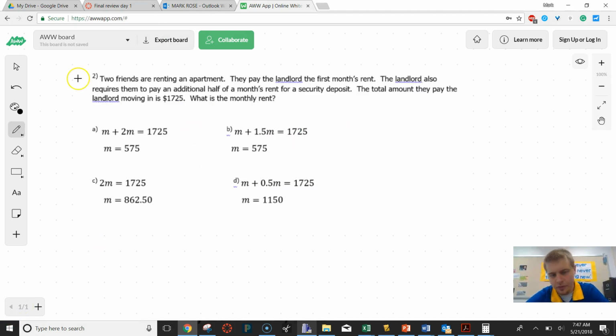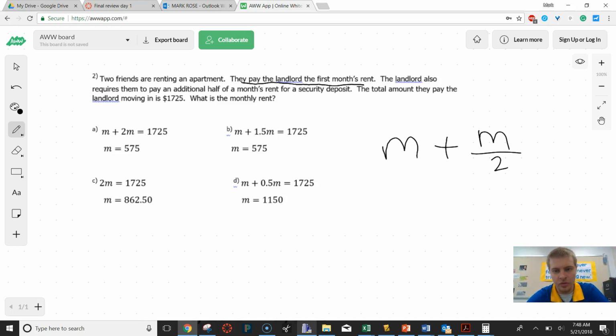So we got a word problem. We're going to read through it and try to set up the equation. It says two friends are paying rent in an apartment. They pay a landlord the first month's rent. As soon as I see that, I'm thinking, what is the first month's rent? I don't know it, so I'm going to say M for the first month's rent. They also pay, and as soon as they say also, I know they're going to add something to this rent. Additional half month's rent. Again, I don't know the month's rent, so this would be half a month's rent.